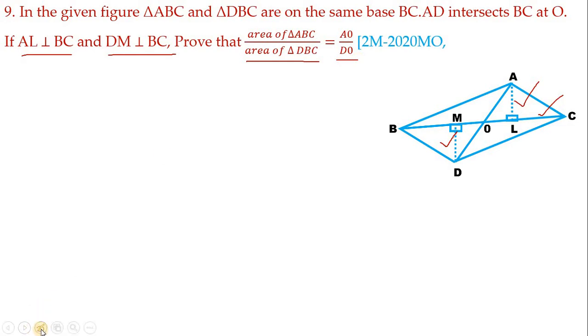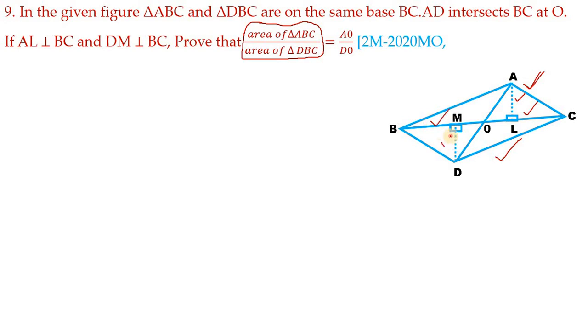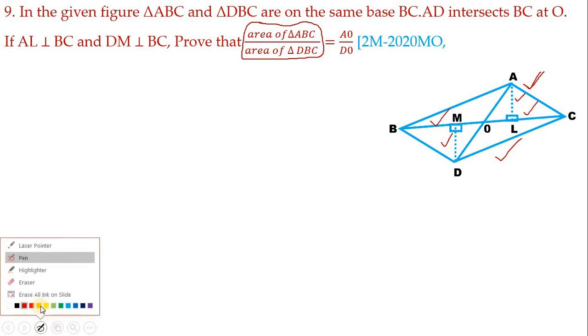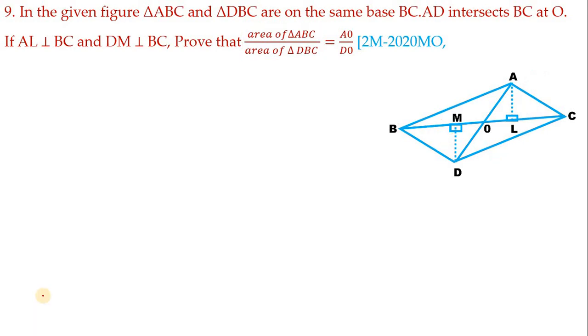So to prove this, children, see, on left hand side we have to get area of ABC by area of DBC. And here we have those triangles. ABC is here and DBC is here. Hence, let us find area of these two triangles generally. Because we know BC as base and AL is height. And here BC is the base and DM is height. Hence, generally we can find area of these two triangles. First, let us do that work.